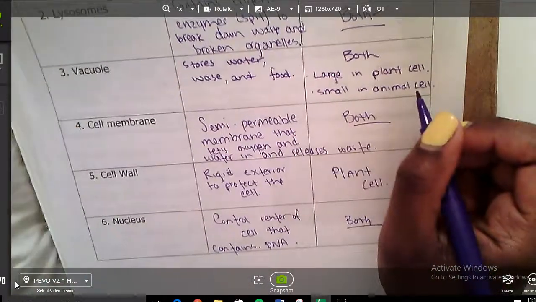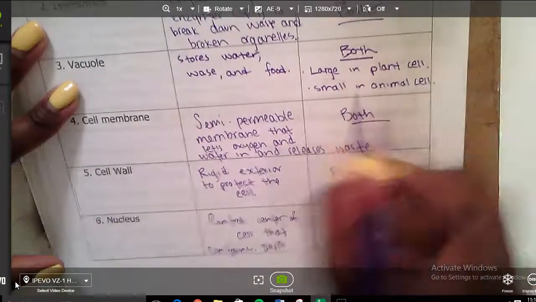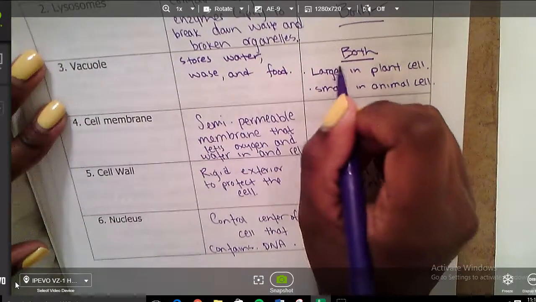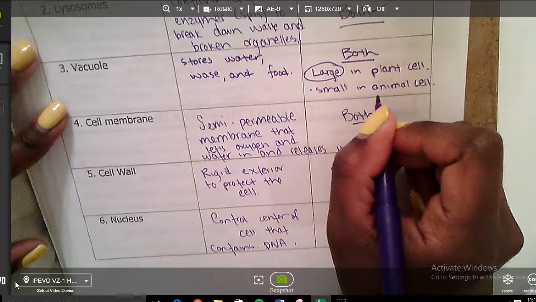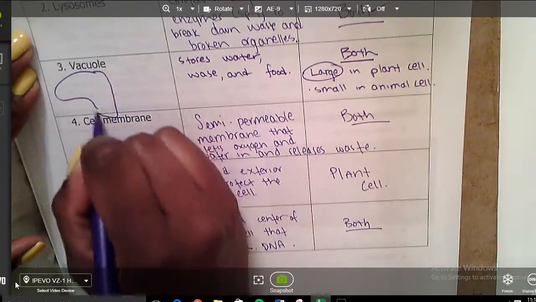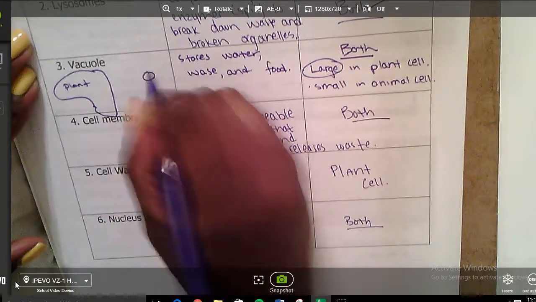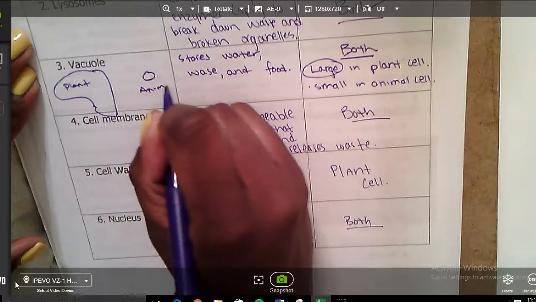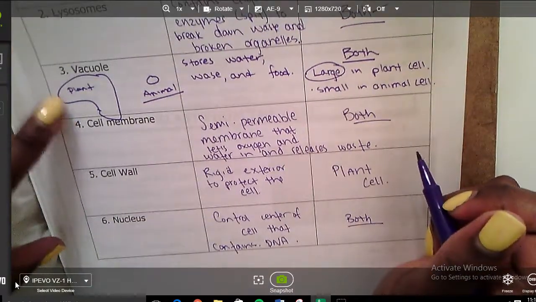The vacuole stores water, waste, and food. It is found in both, but this is something that is super important. The vacuole is going to be massive, large in the plant cell, small in the animal cell. So a vacuole might look like this in a plant cell, and the vacuole might look like this in an animal cell. Okay, that's definitely going to come up on an exam, so make sure you have this image drawn here.